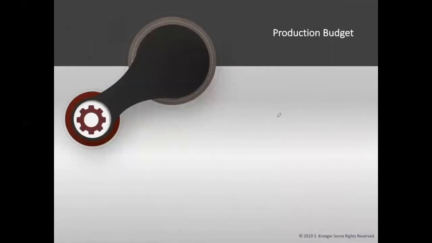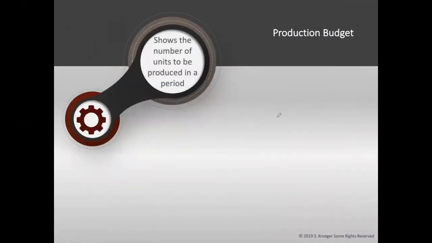Next, we'll discuss the production budget. This budget shows a number of units to be produced in a period. We need to make enough units to cover our sales, and we usually want to make extra so that we have enough units on hand to make sales at the beginning of the next period. For example, if we think we sell 2,000 printers this month, we don't want to make exactly 2,000 printers. This is because at the beginning of next month, we won't have any finished units on hand to sell.